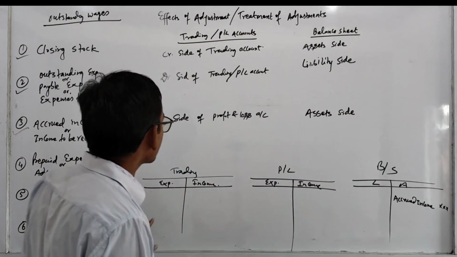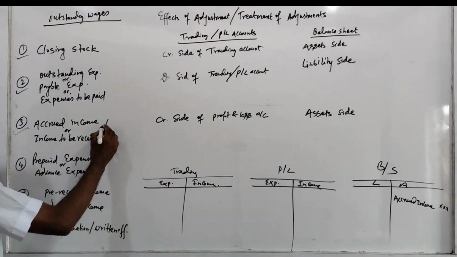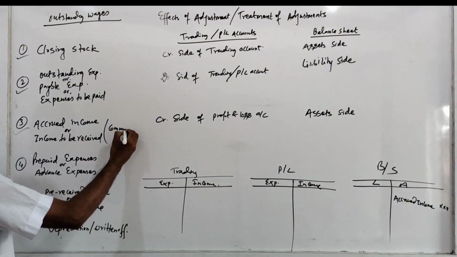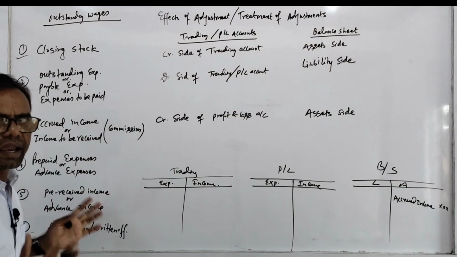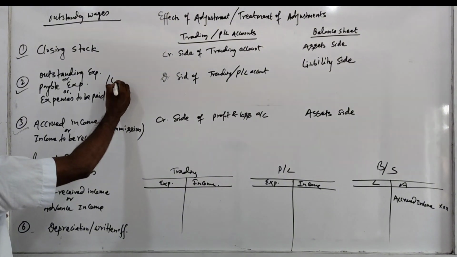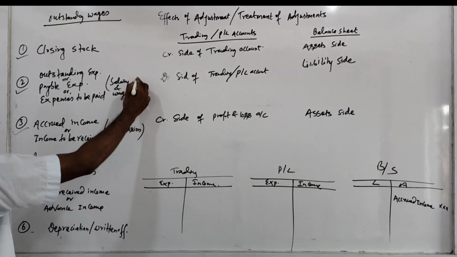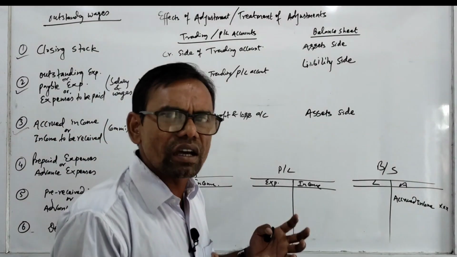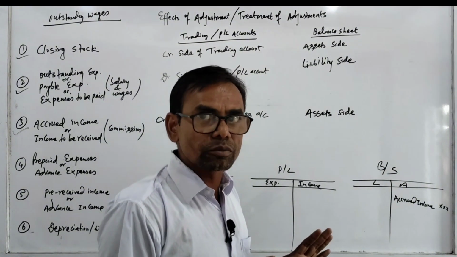And how do you treat? Suppose this is accrued commission, maybe commission, accrued rent. Suppose as I had given you example here, salary and wages. Similarly there is accrued income, there may be accrued commission, accrued rent, accrued interest. That item should be written.